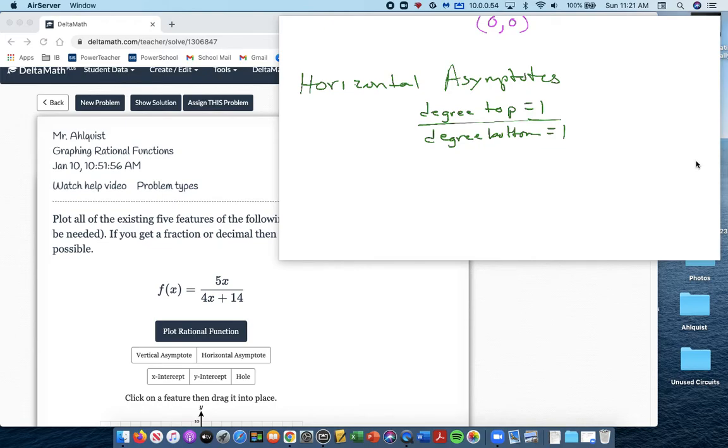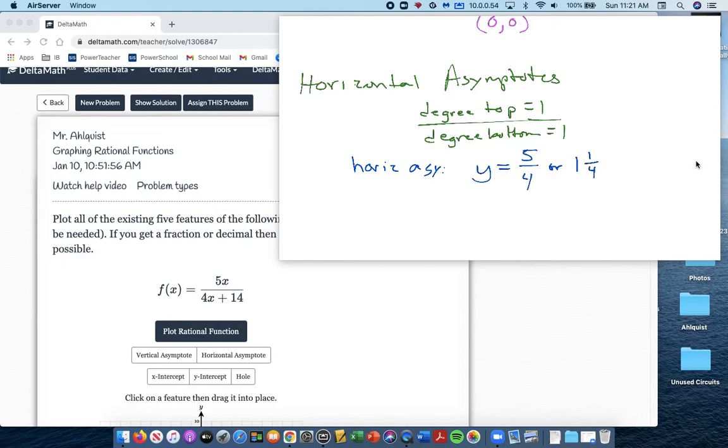it's the number that's in front of the highest power. So our horizontal asymptote is y is equal to, remember it's horizontal, so it's going to be y equals 5 divided by 4. Well, 5 divided by 4 is somewhere like 1 1/4. Okay, so it's a little bit bigger than 1. That's where we're going to put it, a little bigger than 1.